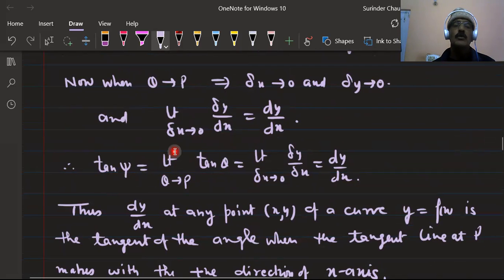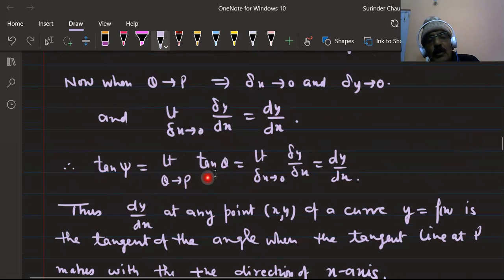Now similarly, tangent of psi is equal to the limit, as Q approaches P, of tangent of theta, where theta is the angle made by the secant.